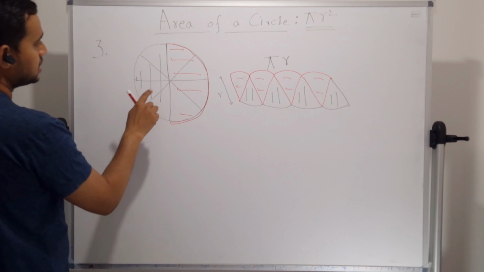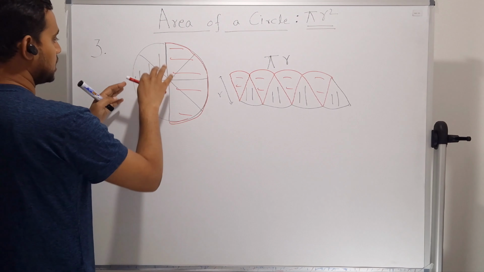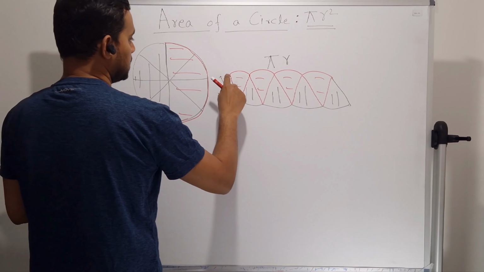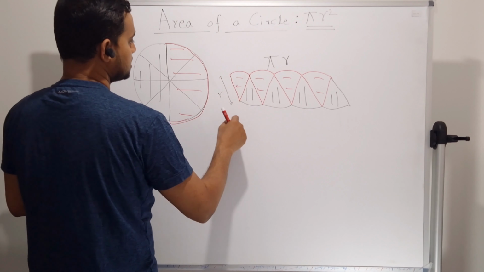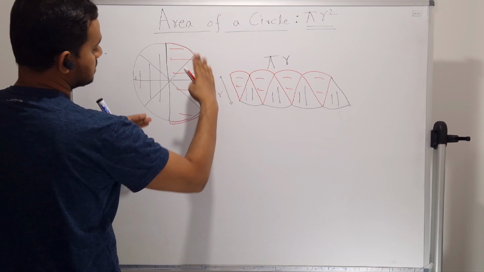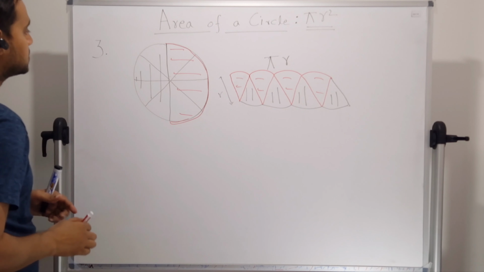So all I have done here is I have taken these shapes and arranged them in a way such that the circle is broken into something that looks different. And this length is pi r and this length is r. This is not vertical. This is slightly slanted because of the shape of the slice.